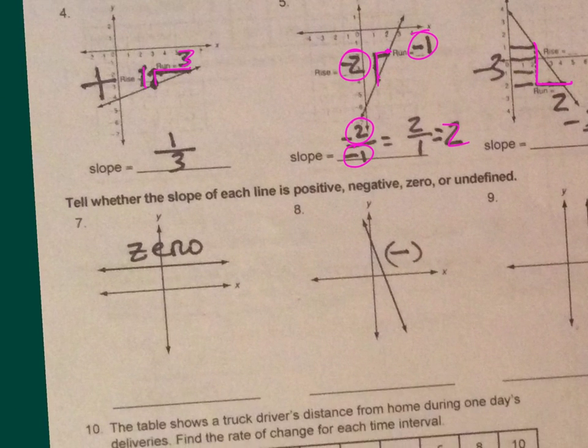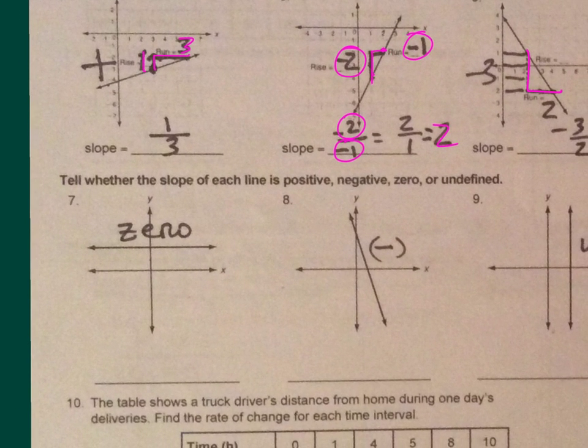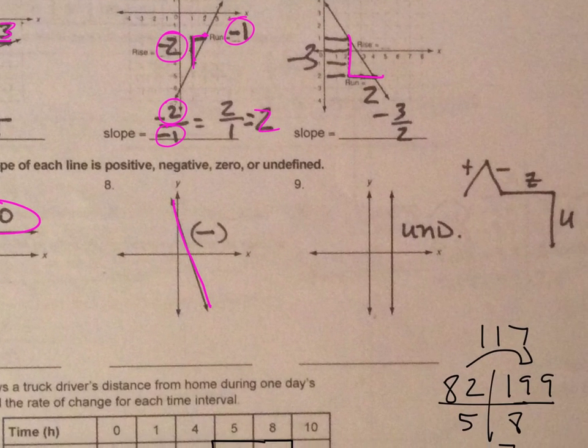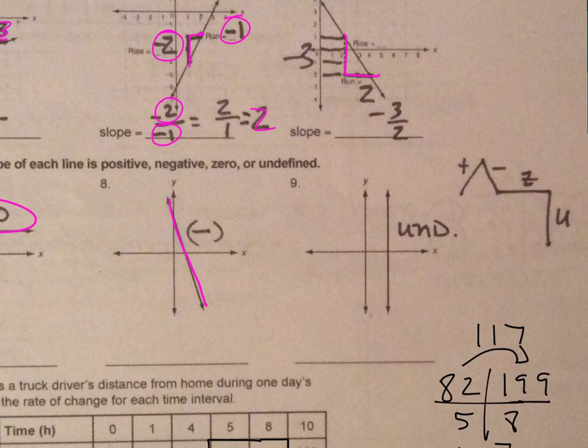All right, now you're going to be given a line. You have to tell what kind of slope it has. This one has a 0 slope. This one has a negative slope. And then finally, this one right here, if you remember the story, is an undefined slope. So remember, positive, negative, 0 slope, undefined slope.